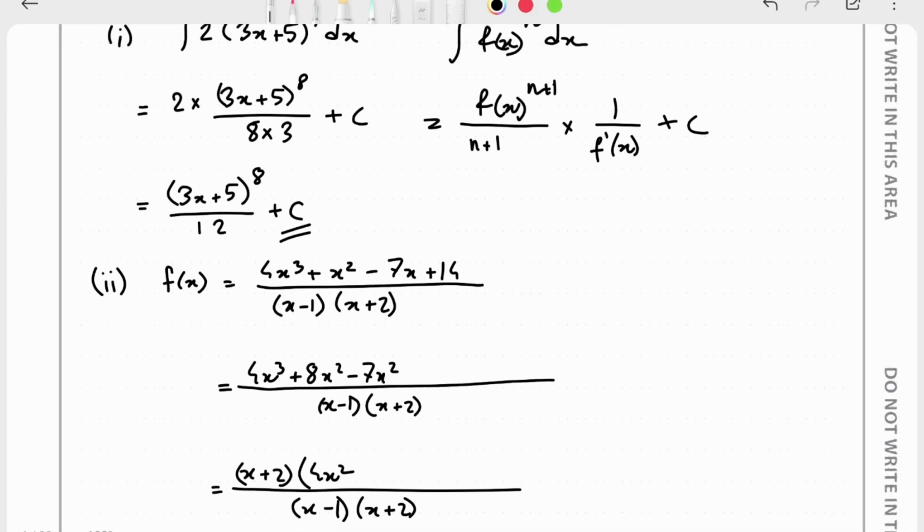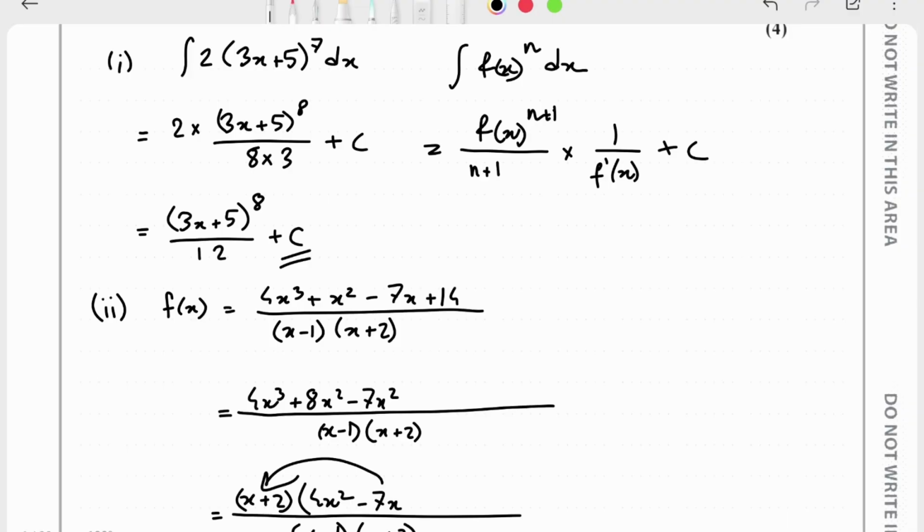So now if we need to take x plus 2 as common for this portion, we need to take minus 7x common here. So minus 7x times x, that's minus 7x squared. And minus 7x multiplied by 2, that's minus 14x. As we can see, we have basically deducted 7x, so we need to add those 7x. And the remaining portion is plus 14.